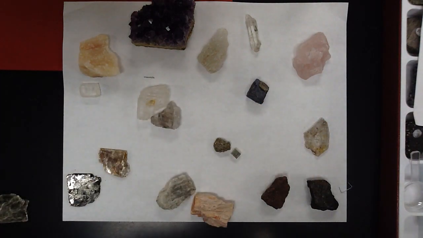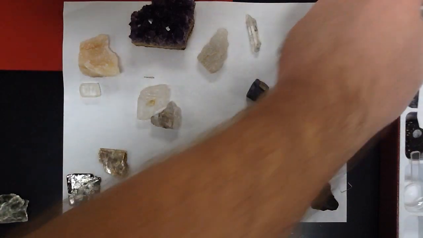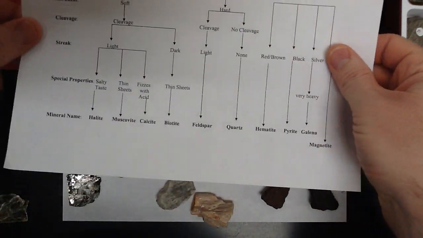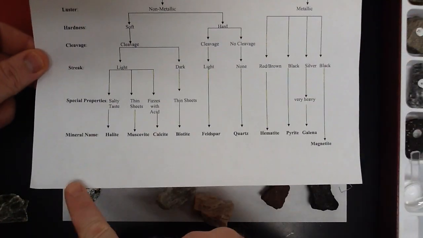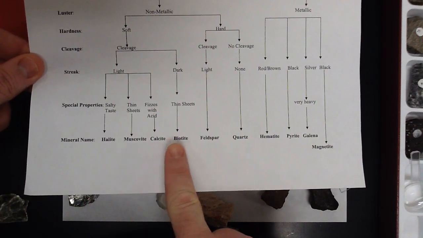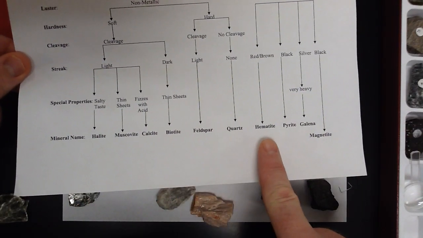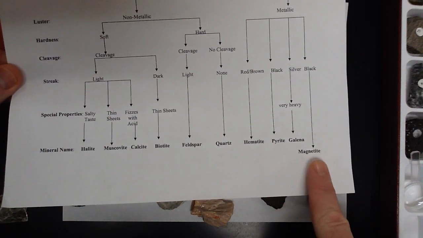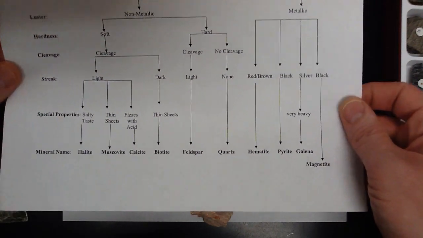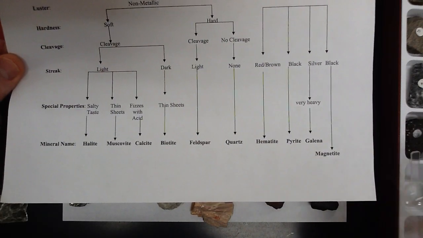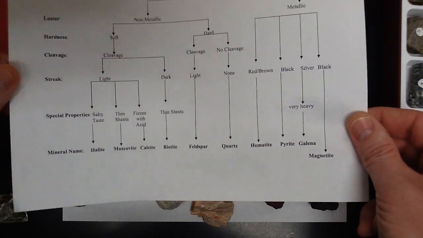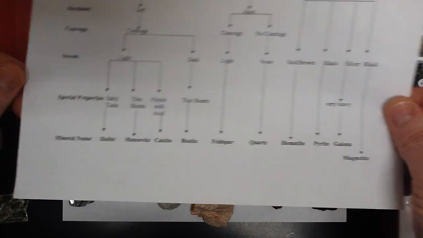So let's go ahead and get started. I am going to work my way from left to right on this list. So I'm going to start with halite, go to muscovite and biotite, then calcite, feldspar, quartz, hematite, pyrite, galena, and magnetite. And so if you look at this list and you need to skip back and forth to try to find a specific mineral, you can know that I'll be going in that order.